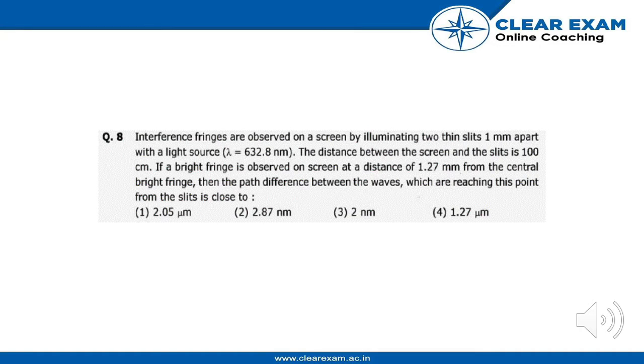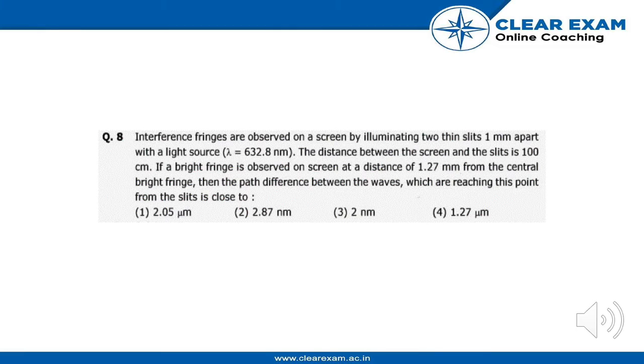If a bright fringe is observed on the screen at a distance of 1.27 millimeters from the central bright fringe, then the path difference between the waves reaching this point from the slits is close to, and we have to choose from the four options.